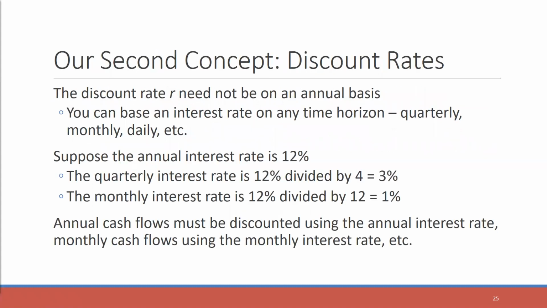Okay. Our second concept is going to be discount rates. The discount rate R need not be on an annual basis. You can base an interest rate on any time horizon: quarterly, monthly, daily, etc. Suppose that we have an annual interest rate of 12%. Well, we know that our quarterly interest rate is going to be that 12% divided by 4, meaning every quarter we're going to have 3%. If it were monthly, we would divide it by 12, meaning every month it's going to compound by 1%.